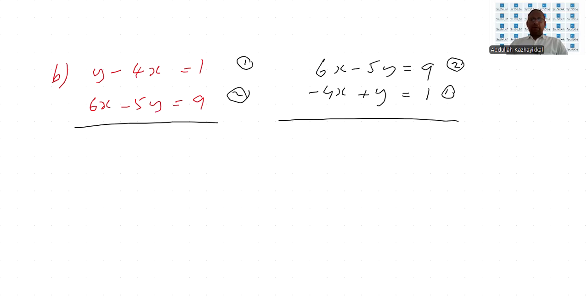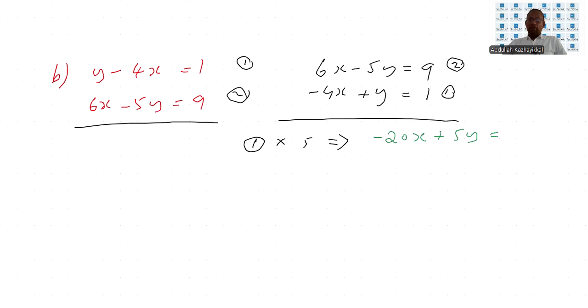Multiply by 5. What am I doing here? All of you, please listen here. Minus 4x plus y. What did I do? Equation 1 into 5. Tell me what is equation 1 into 5. 5 into 4 is 20, minus 20x, plus 5 into y, 5y, that is equal to 1 into 5. Every term you have to multiply by 5.